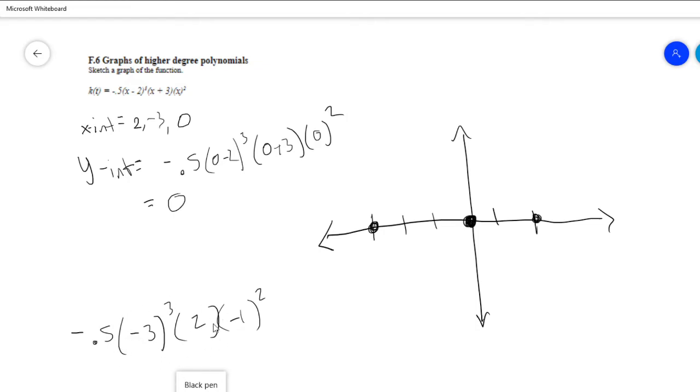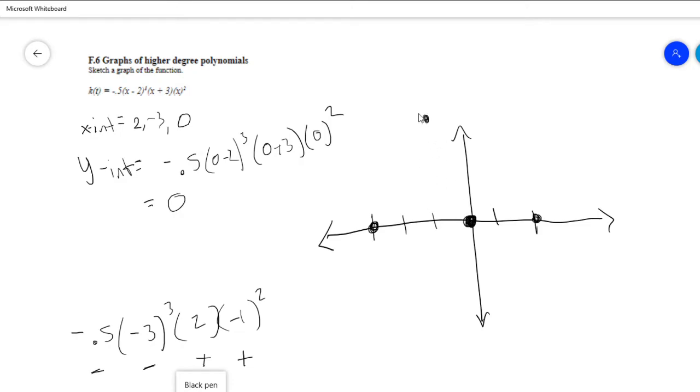Now, is that going to be a positive or a negative number? One of the great things with this is that you actually don't even need to evaluate this. You could just think about it, right? Negative squared is going to be positive. 2 is positive. Negative 3 cubed will be negative. And negative 0.5 is negative. So what does that make? Two negatives make a positive. So I know that at negative 1, my function will be above the y-axis.